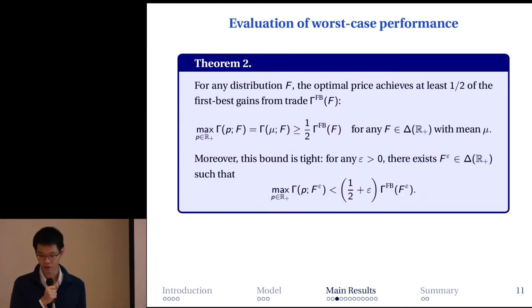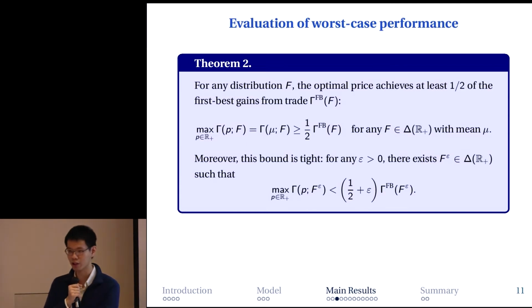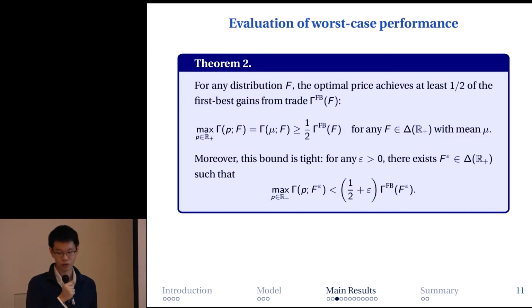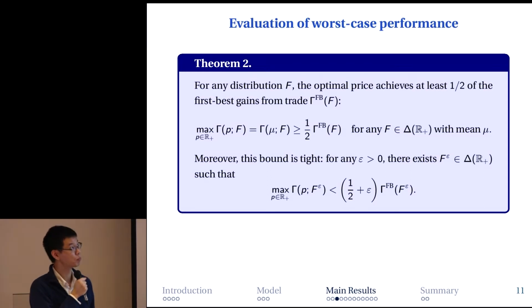Okay, so that's our first result. Our main theorem provides an evaluation of the worst case performance of fixed price mechanisms. So theorem 2 states that for any distribution F, the optimal fixed price mechanism achieves at least 1/2 of the first best gains from trade, which we denote by gamma fb. And moreover, we show that this bound is tight.